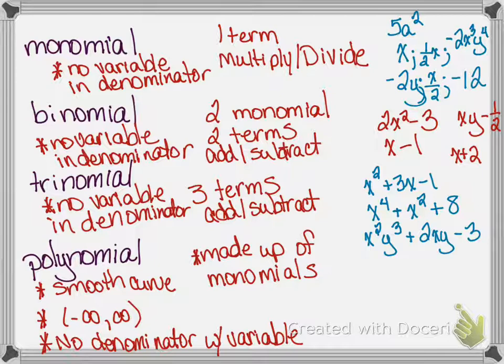Now, an example of a polynomial, and probably the most that you'll be dealing with, is 4x to the third plus 2x squared minus 8x plus 4. That's a polynomial. All of them are polynomials, but that's one that you might see.